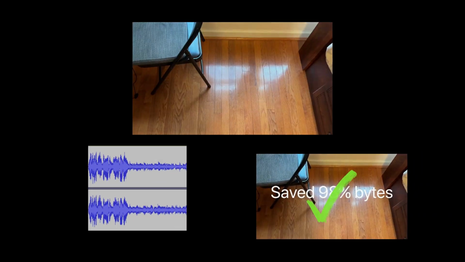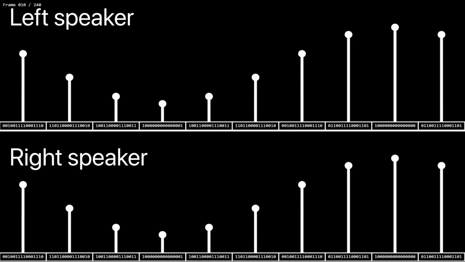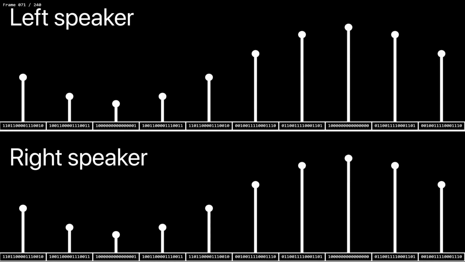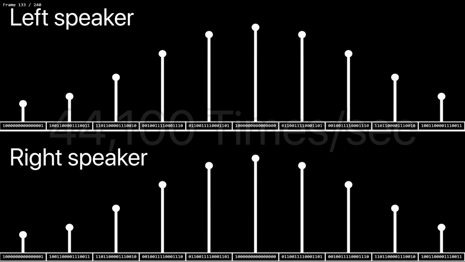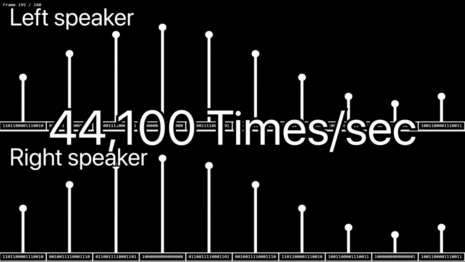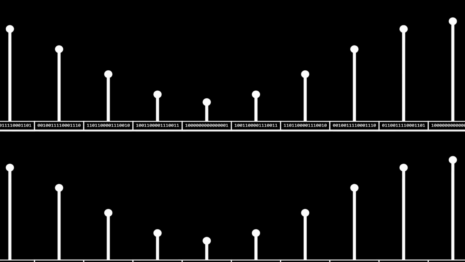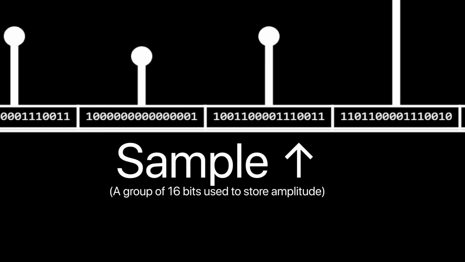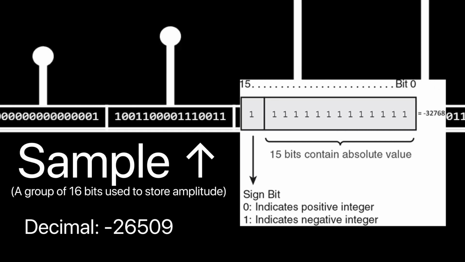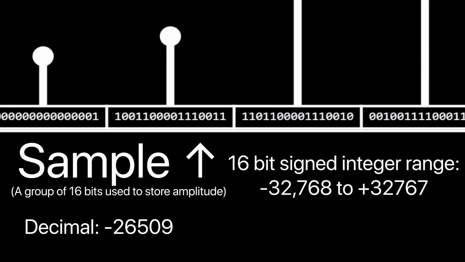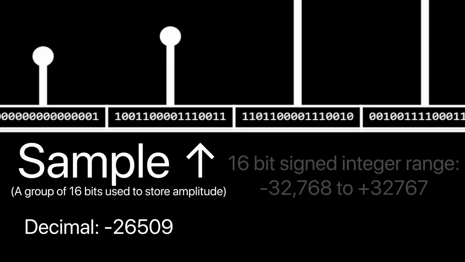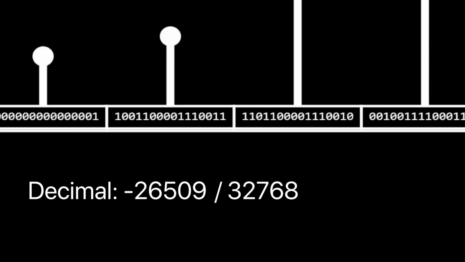Now, let's fix our audio. So, we're encoding the amplitude of the left and right speakers with 2 bytes, 44,100 times a second. Each 2 bytes we'll call a sample. Our samples will be 16-bit signed integers, ranging from -32768 to +32767. We will divide them by 32,768, so they range from -1 to 1.